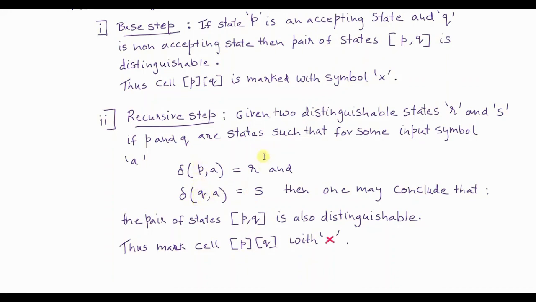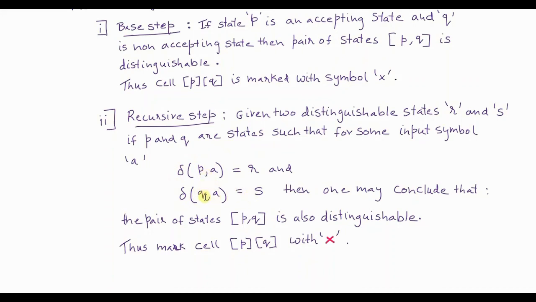So in simple words, what it means, just see, suppose we know that state R and state S are already distinguishable. We have found that in the base step, suppose. Now we have transitions of this type. From one particular state P on reading A, it is taking you to R. From another particular state Q on reading the same input A, it is taking you to S.